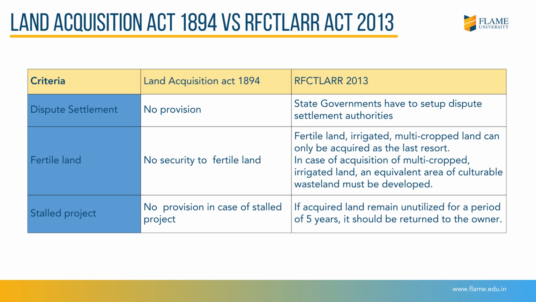There was no security given to the fertile lands under the 1894 Act. However, as per the RFCT LARR of 2013, fertile land, including irrigated land and multi-crop land, can only be acquired as the last resort. In case of acquisition of multi-cropped and irrigated land, an equivalent area of cultivable wasteland must be developed to compensate for the loss of fertile land.